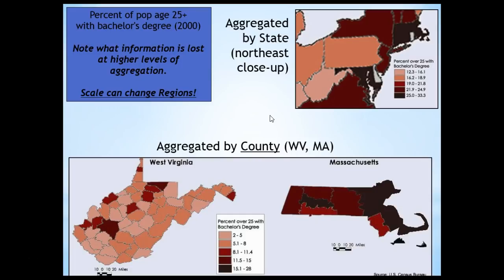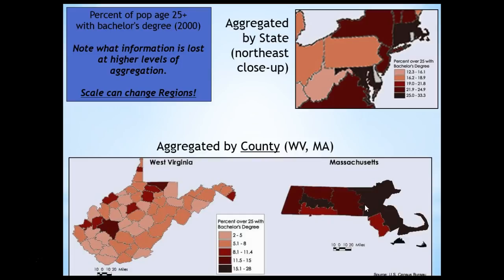So that might lead us to think, wow, there are really uneducated people in West Virginia. But when we zoom in, we can see there are some counties here where there are more than 11.5% of people with college degrees, and some places where there's like 8 to 11. So there are areas of West Virginia that do have a portion of the population that's educated.